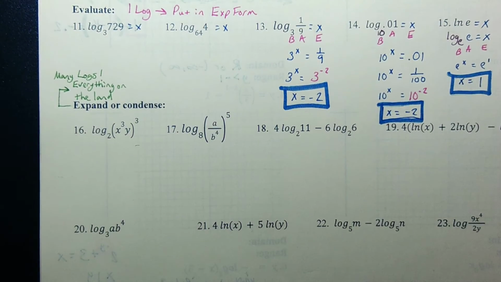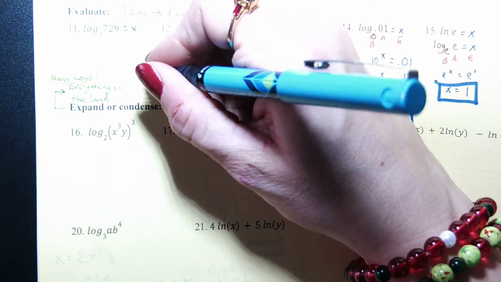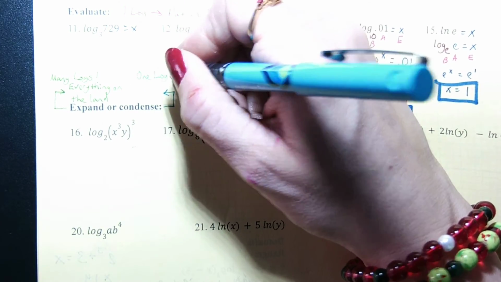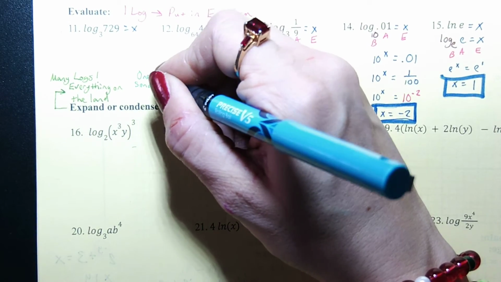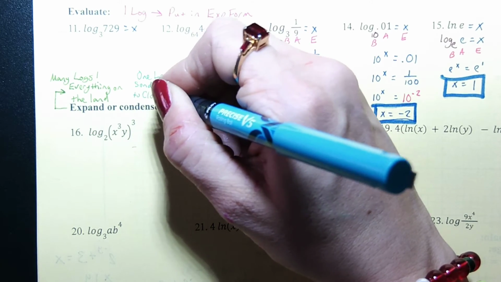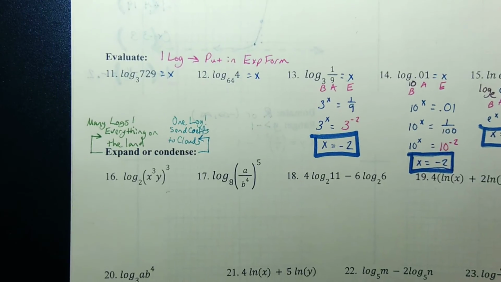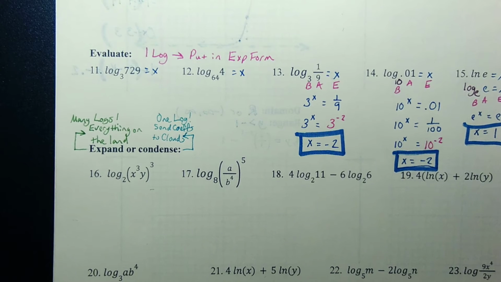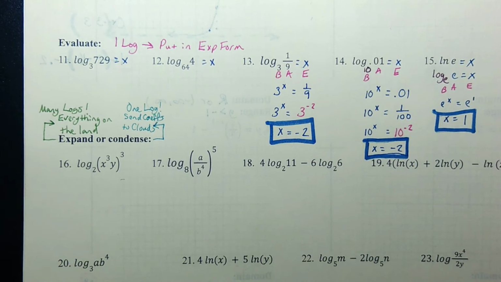Whereas with condensing, how many logs do we want? 1. So condensing, 1 log. And our rule for that is send your coefficients to the clouds, because you can't condense with those coefficients out in front. So 1 log, send your coefficients to the clouds. Many logs, everything on the land.